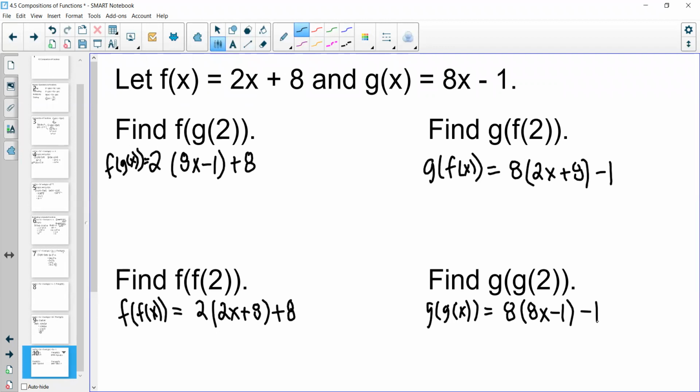So if I sell more than $5,000 worth of products, I get a bonus. Depending on how much I sell, I get a 2% bonus. So how much total money do I make? Well, in that case, we can use these operations or these compositions of functions to determine what we have.